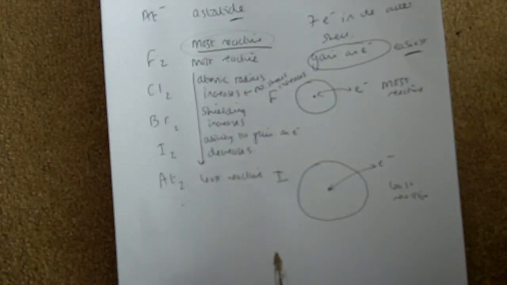So if you think about group 2, it is the opposite, because group 2 are trying to lose electrons to have a full outer shell. Group 2 have got 2 outer electrons, and group 2 are trying to lose electrons.